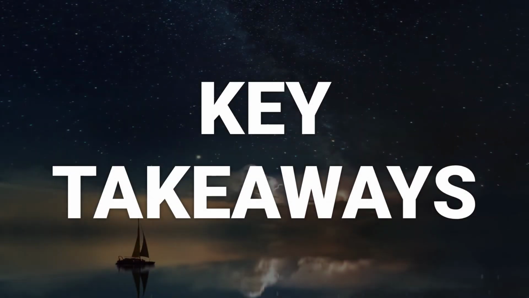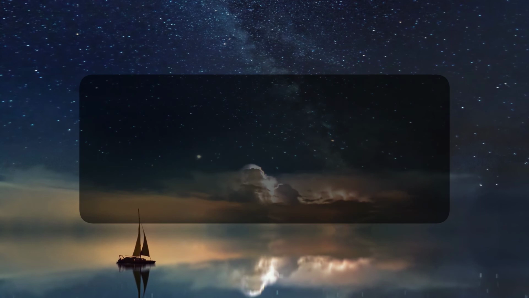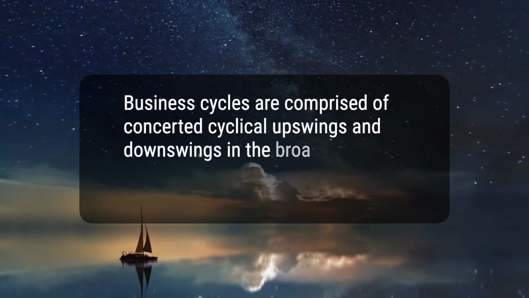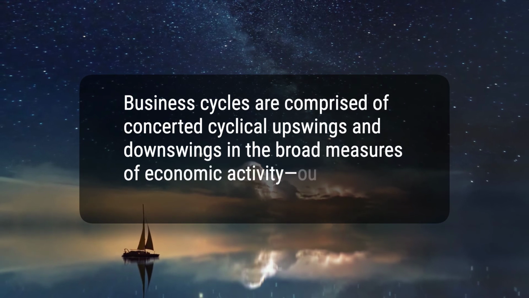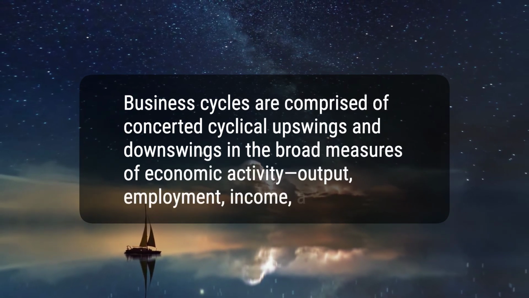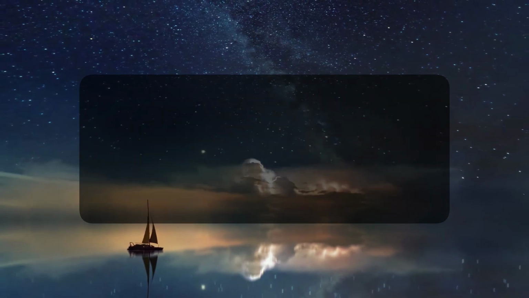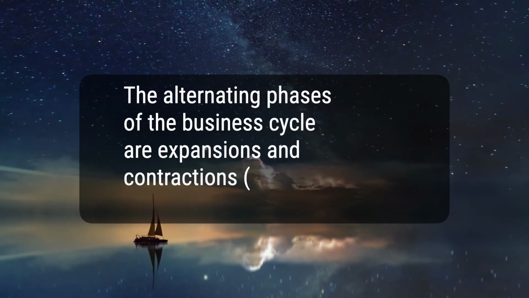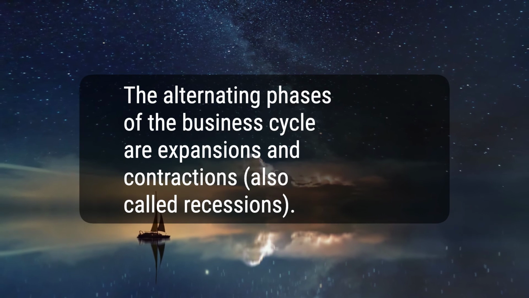Here are 4 key takeaways. 1. Business cycles are comprised of concerted cyclical upswings and downswings in the broad measures of economic activity, output, employment, income, and sales. 2. The alternating phases of the business cycle are expansions and contractions, also called recessions.